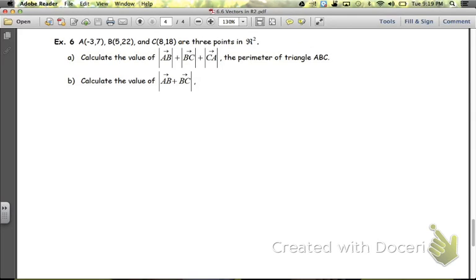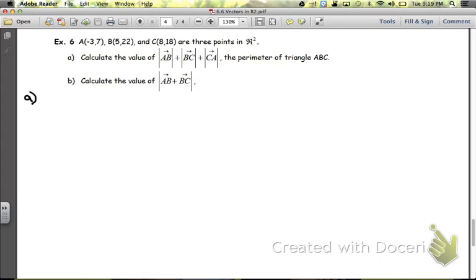So moving along here, in example 6, we have A, which is equal to (-3, 7), B, which is equal to (5, 22), and C, which is equal to (8, 18), which are 3 points in R2. So what we want to do in part A is calculate the value of the magnitude of AB plus the magnitude of BC plus the magnitude of CA, which is the perimeter of the triangle ABC. And then we want to calculate the value of the magnitude of AB plus BC. So let's go ahead and work on A here.